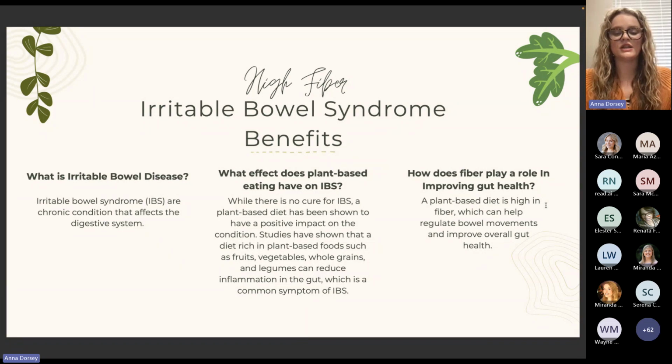And since inflammation is such a common symptom of IBS, and we do know that it's one of the major causes of IBS, we can conclude that the Flexitarian diet, especially with it being such a high fiber diet, can really help support your gut, which helps regulate your bowel movements and improve your good gut bacteria, and just your overall gut health.